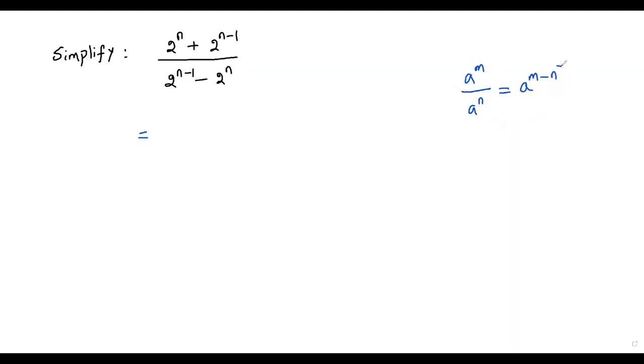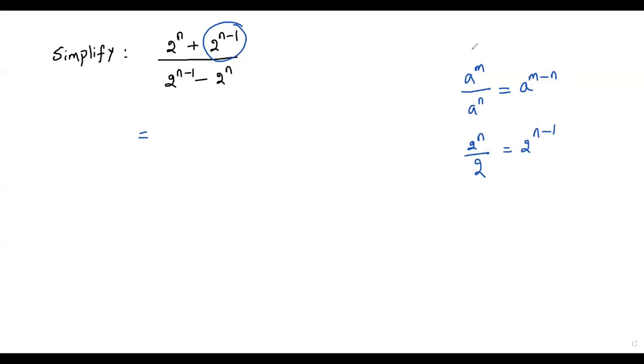That is, for example, if I have a term like a to the power m minus n, I can write this a to the power m minus n as a to the power m over a to the power n, because this 2 to the power n minus 1 is in the form of a to the power m minus n. So what can we do for this 2 to the power of n minus 1? We can write 2 to the power n over 2 to the power 1. Actually, 2 to the power 1 is nothing but 2. So simply we can write this as just 2.